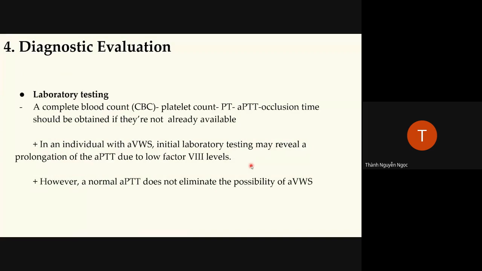And laboratory testing: a complete blood count, platelet count, PT, APTT, occlusion time should be obtained if they are not already available. In an individual with aVWS, laboratory testing may reveal a prolongation of the APTT due to low factor VIII level. However, a normal APTT does not eliminate the possibility of aVWS, because this test becomes prolonged only when the factor VIII level is below approximately 20 to 30%.